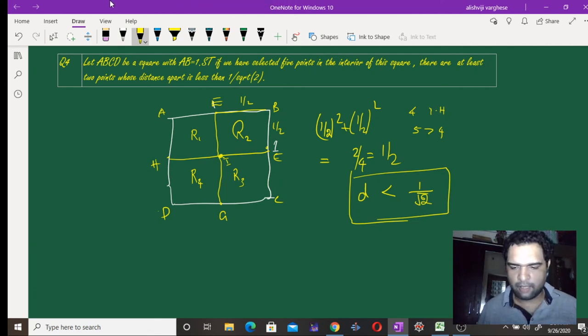So these are some applications of the pigeonhole principle, and it is very interesting to use the pigeonhole principle. So we'll go through more problems on the pigeonhole principle, and thank you.